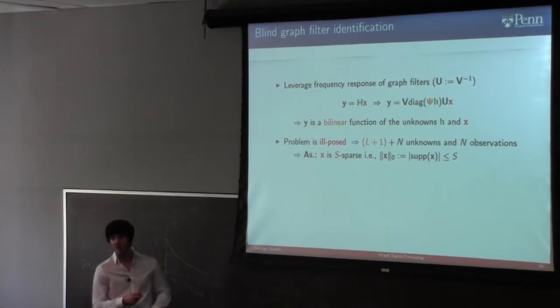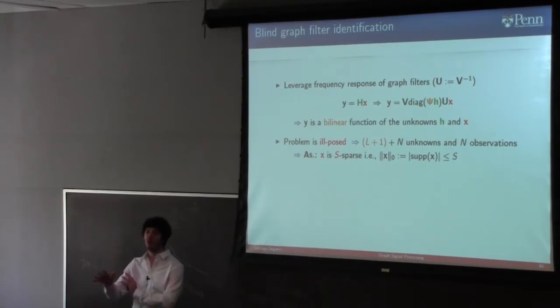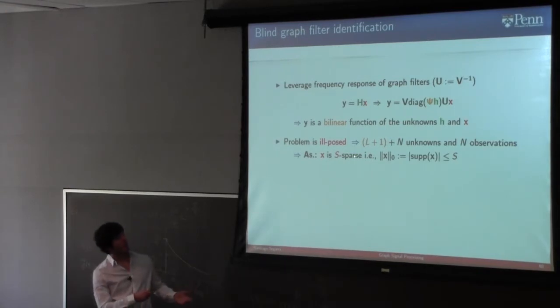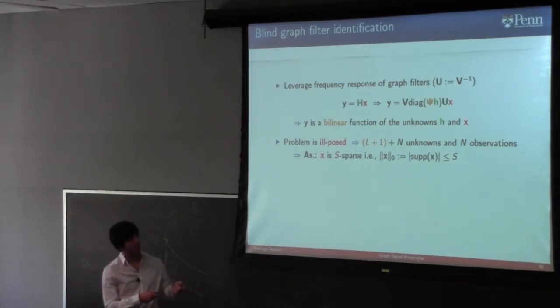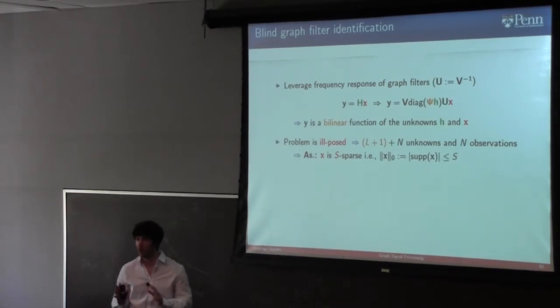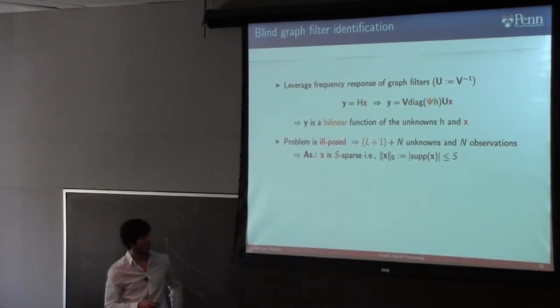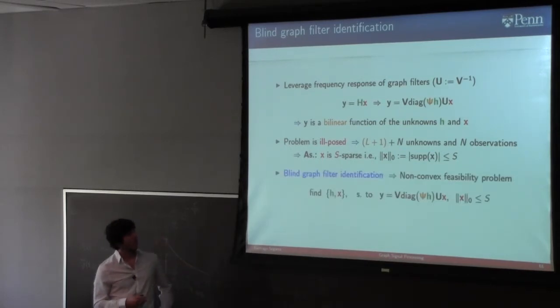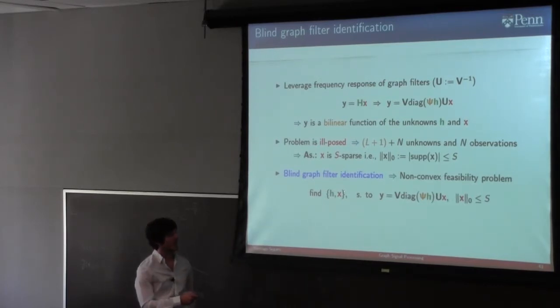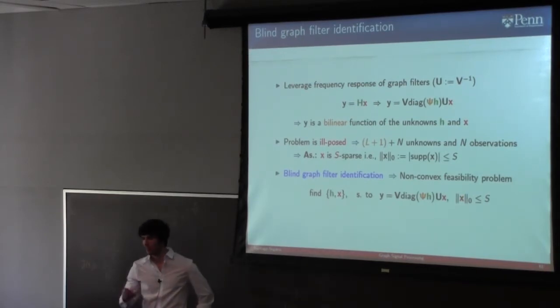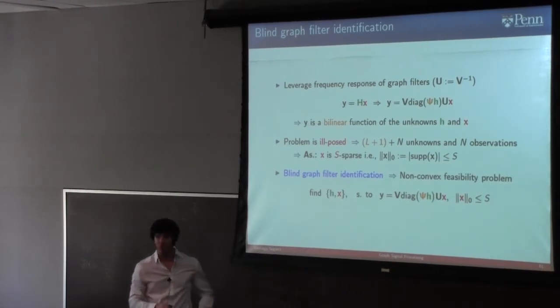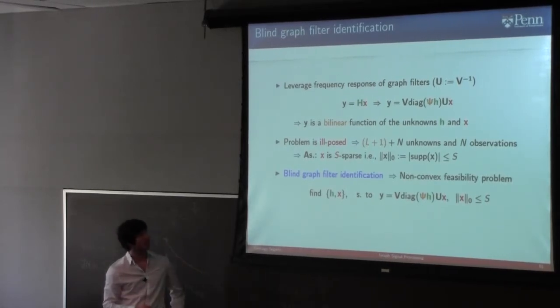However, let's say that X is S sparse. Okay, so the original signal just had like a couple of spikes here and there. It's not full. So now we will have L plus 1 plus S unknowns and still N observations. So there is hope there, at least thinking of degrees of freedom. There's hope to solve it. So basically, we can pose this as a non-convex feasibility problem where we are trying to find H and X subject to this constraint, which is bilinear, which is just that Y equals HX, but written in a more complicated fashion, and that the sparsity level of X is less than or equal to S. Okay? We are not in a good position to solve this yet. Right? This is highly non-convex.